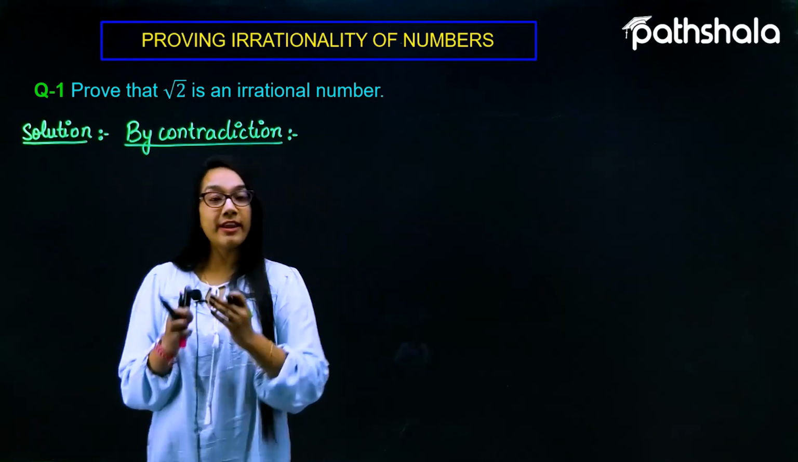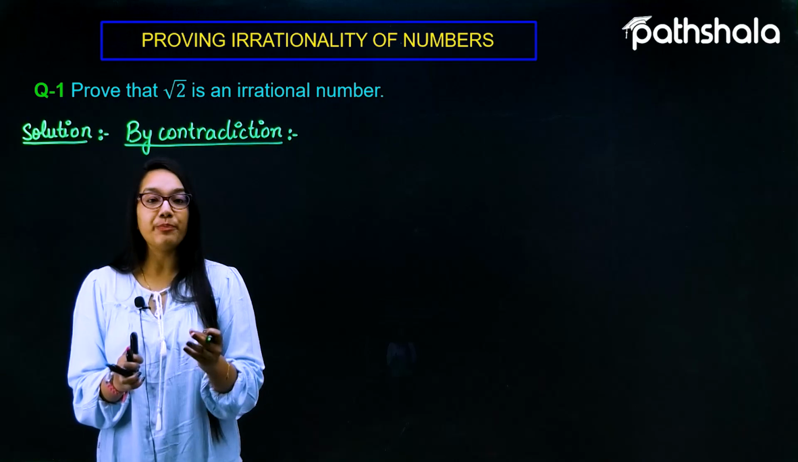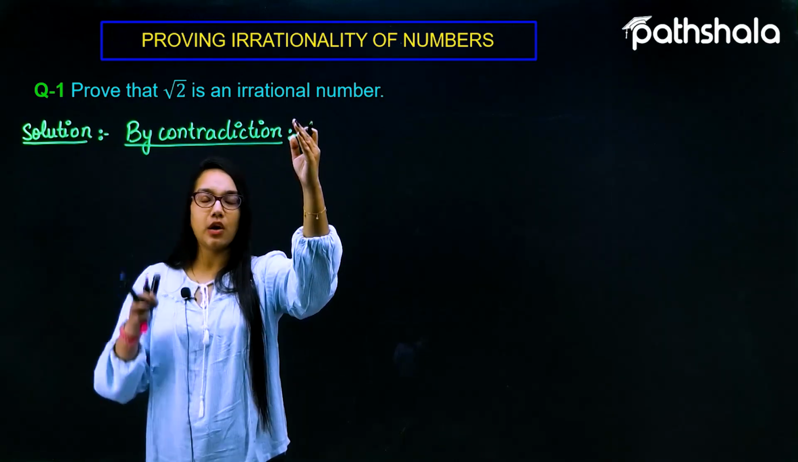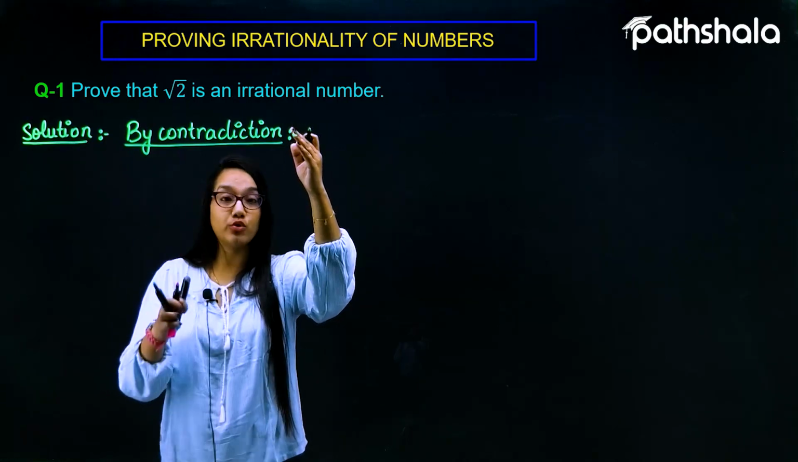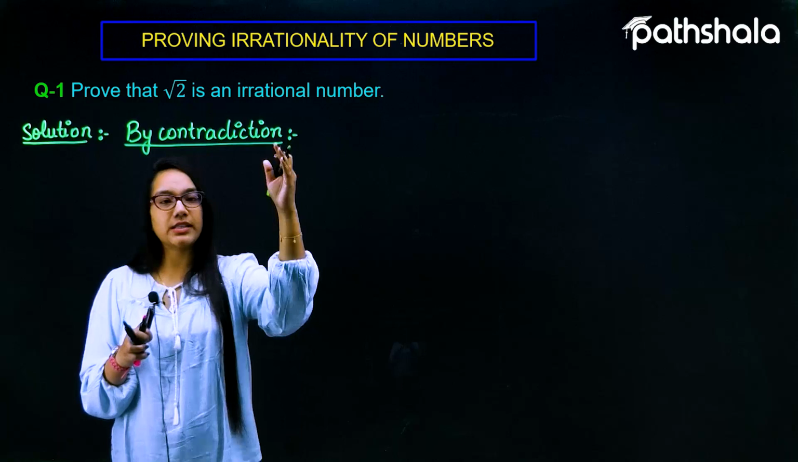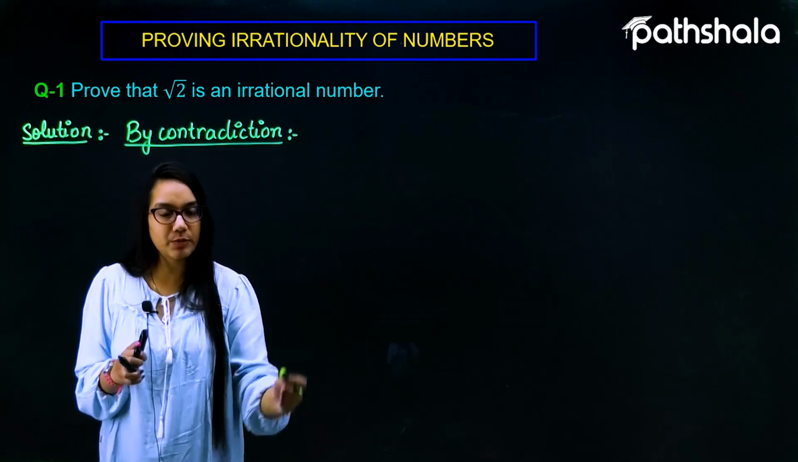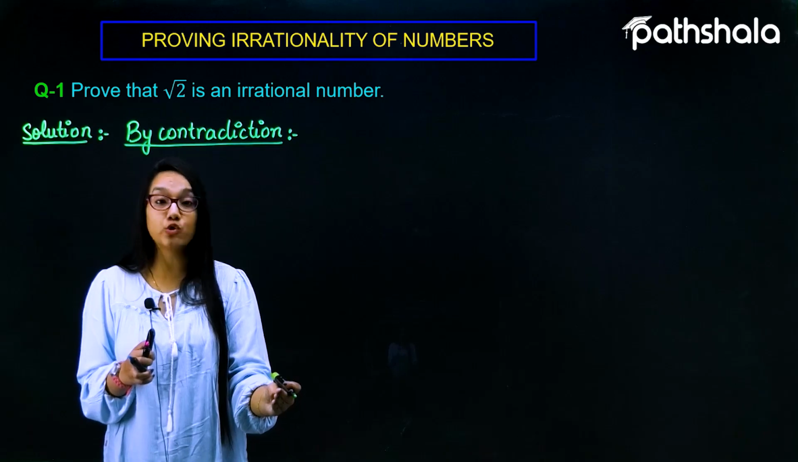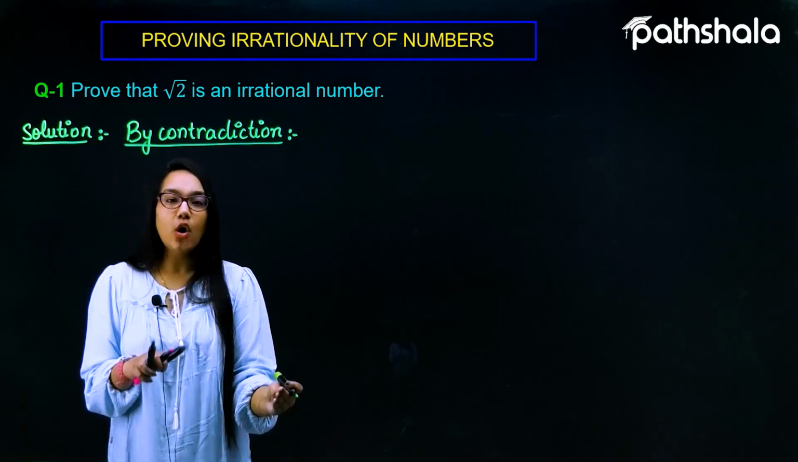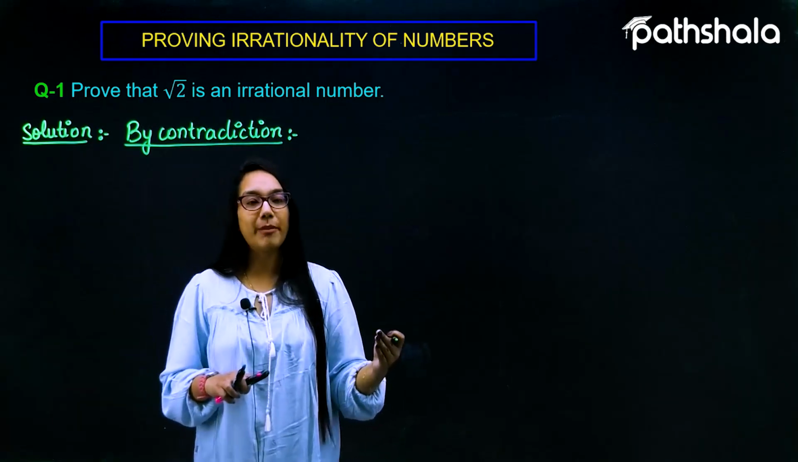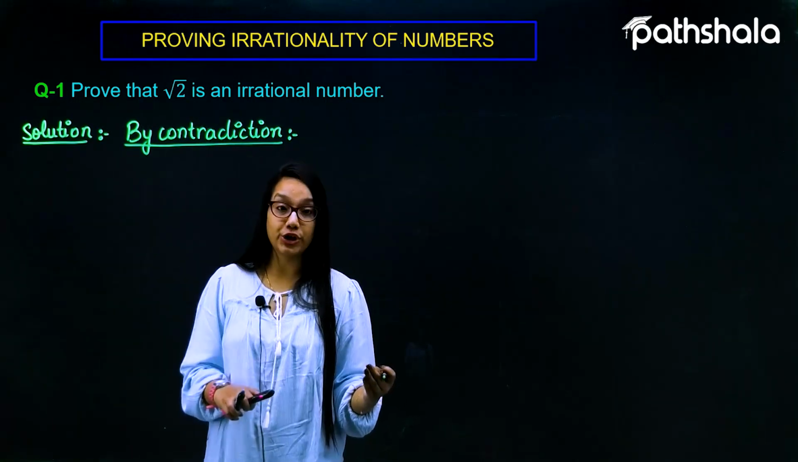Whenever we prove that any irrational number, such as square root 2, square root 3, or square root 4, is irrational with the help of this procedure, we always prove it with a contradiction. It means we have to suppose the opposite of the statement which is given to us. That kind of method is called the contradiction method.